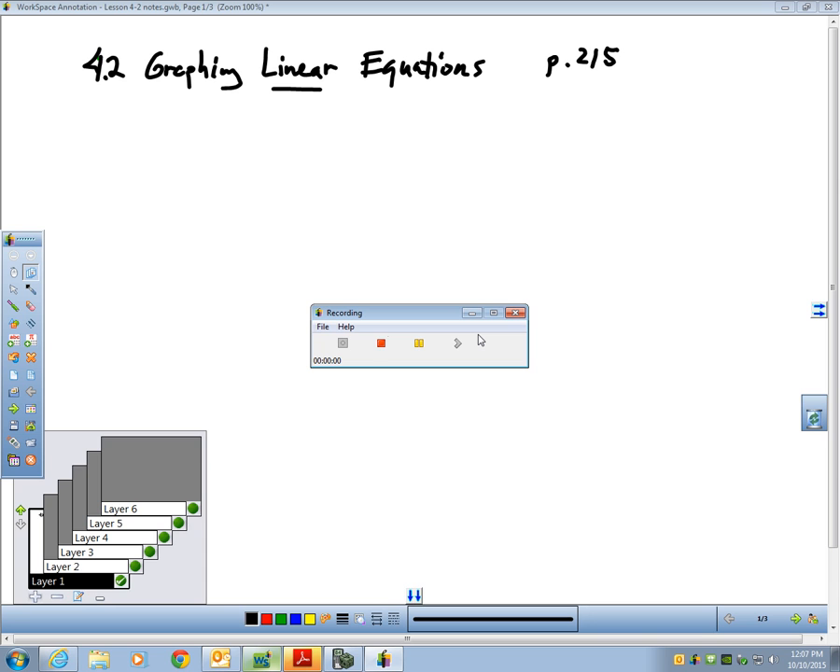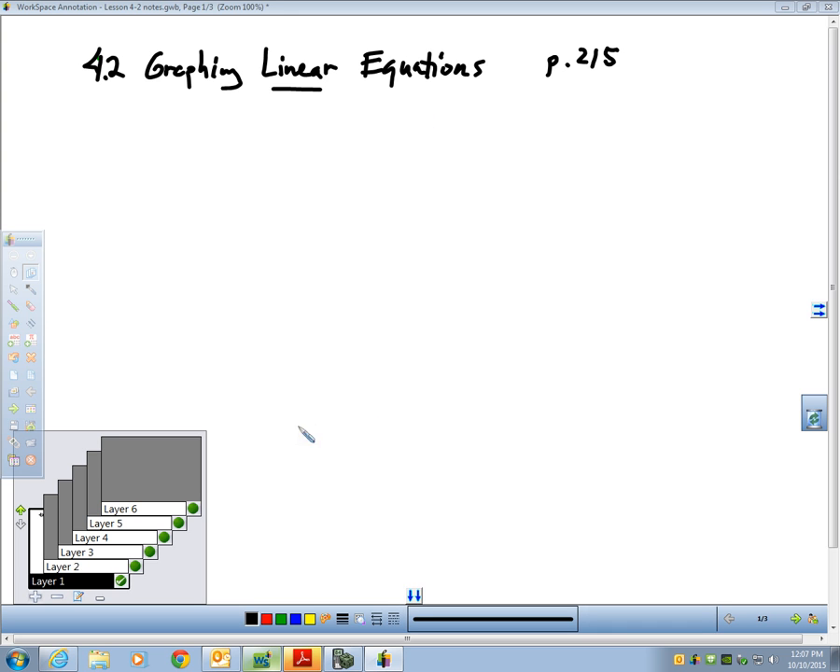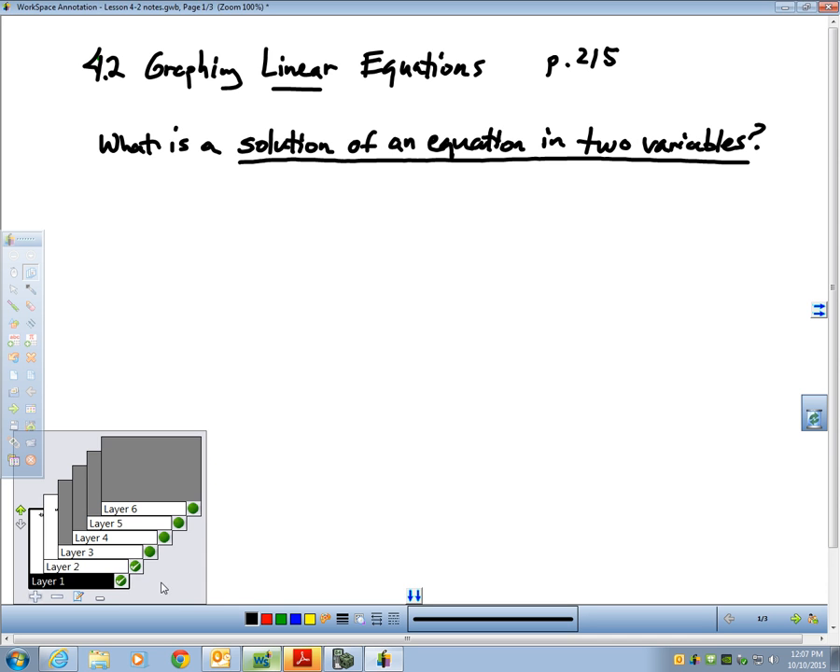Hi, this is section 4.2, and we're on page 215. This lesson is on graphing linear equations. Want to get some vocabulary out of the way first.